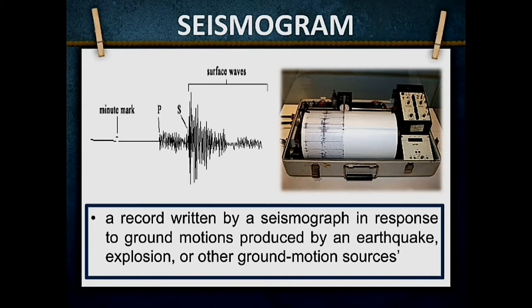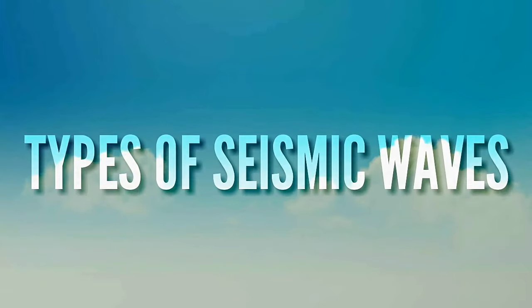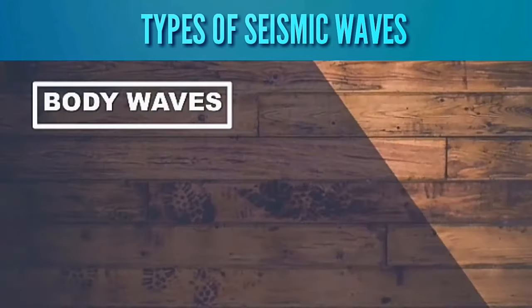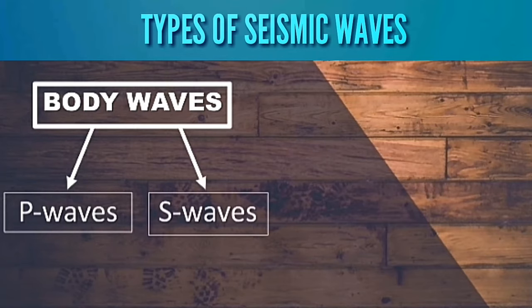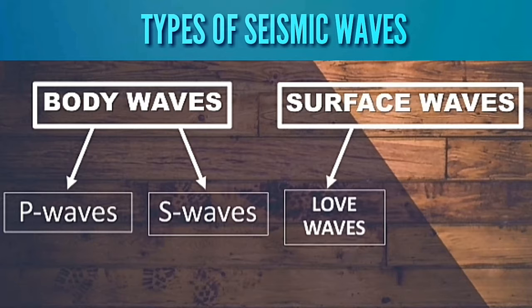A seismogram is a record written by a seismograph in response to ground motions produced by an earthquake, explosions, or other ground motion sources. There are several different kinds of seismic waves and they all move in different ways. The first type is body waves, with subcategories of P waves or primary waves and S waves or secondary waves. The second type is the surface waves, with subcategories of Love waves and Rayleigh waves.